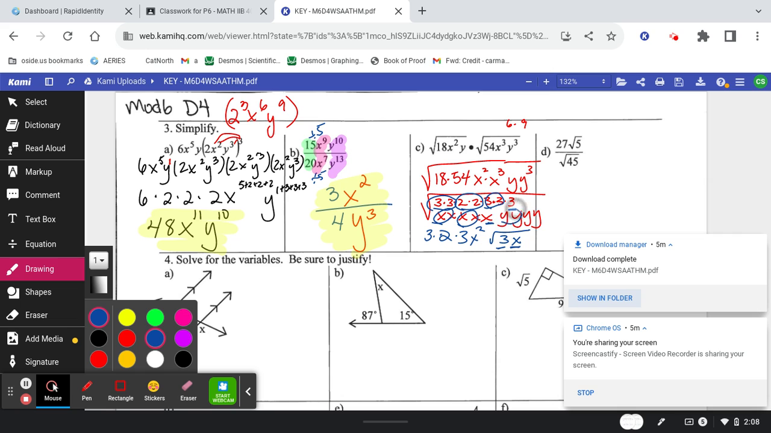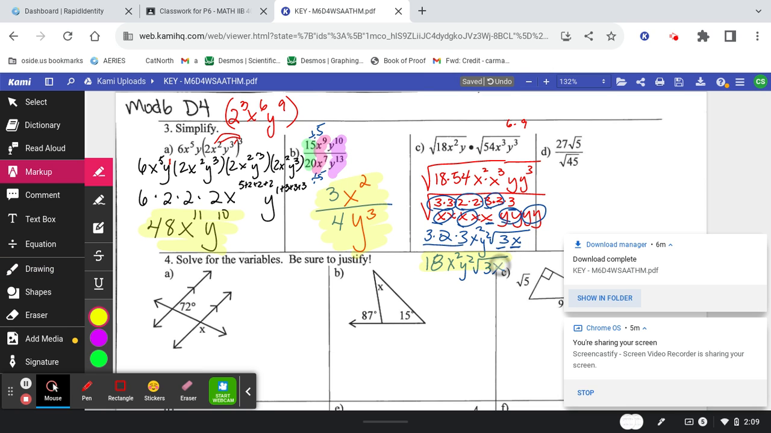Finally, a group of y's. Another group of y's, I'm going to have y squared out here, and since all the y's got used up, there's none left inside. My final answer here, these numbers out front are all going to multiply. 3 times 2 is 6, times 3 is 18, and then x squared, y squared, square root of 3x. Do you remember those? Coming up on your final.